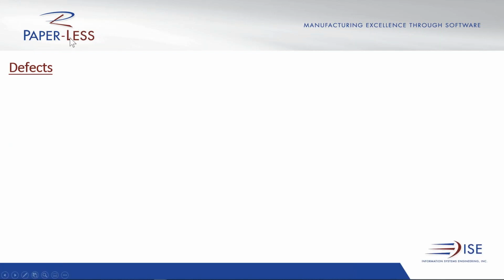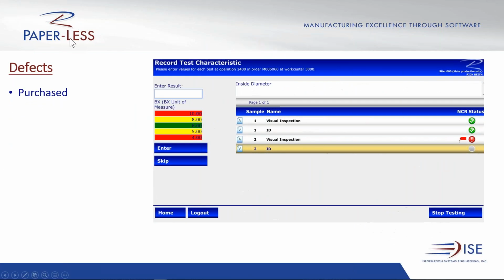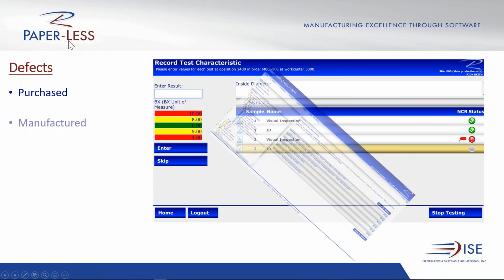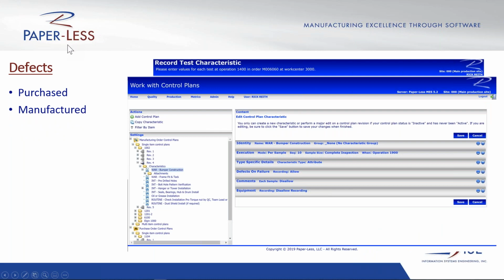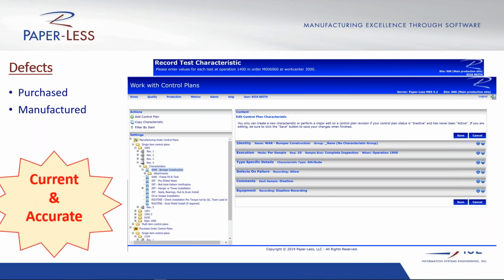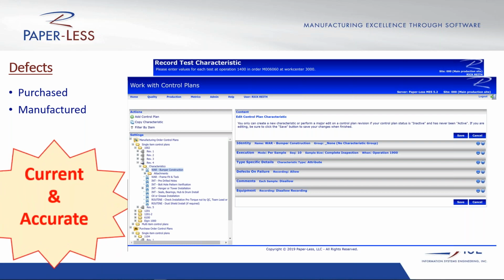The next one we're going to talk about is defects. And defects can come in a lot of different formats, right? 2 big categories are purchased and manufacturing, where I've got purchase order defects and manufacturing order defects. Again, this is all current and accurate information. And you can specify where you want to turn on a quality checklist, right? I want to find defects as early in the process as possible.